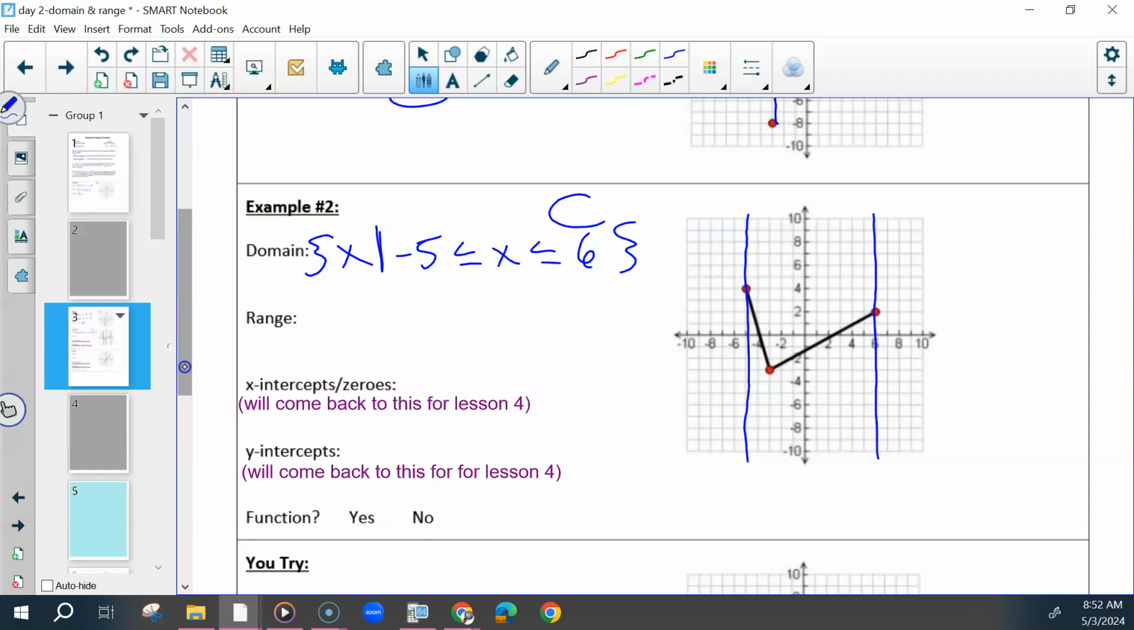Now, we also know that interval notation in square brackets would be -5 to 6. On the SOL, you may see it more like the first way, set builder notation, than interval notation, or you may have to recognize that they're the same thing. Questions on that before we do the range?